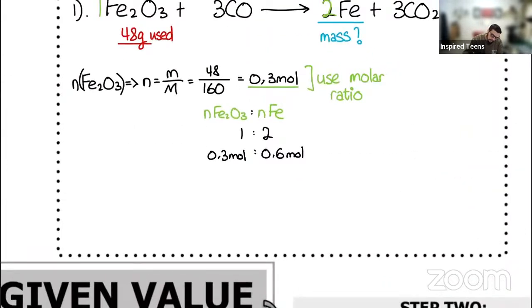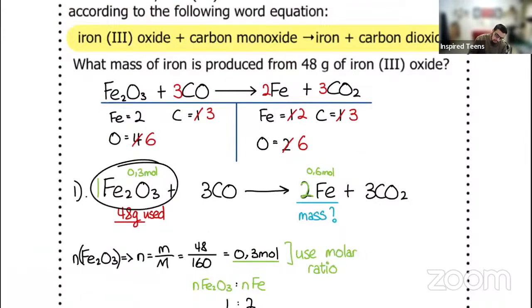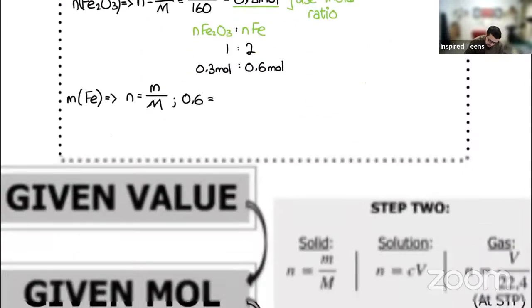Okay, so now in this case, our task is to calculate the mass of iron. And the mass of iron is going to be calculated using this formula again, because we have the moles, we want the mass, we have the molar mass. The moles is 0.6. Again, how did we get that? We had enough information to get the moles of Fe2O3. We used the 1:2 molar ratio to get the moles of Fe.